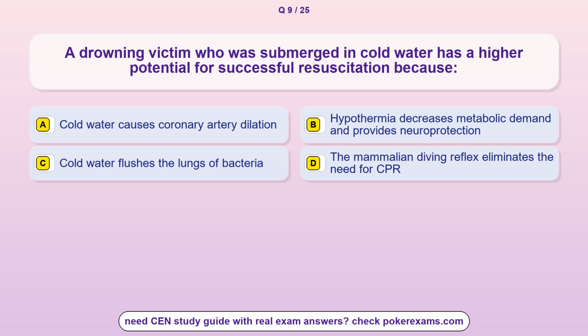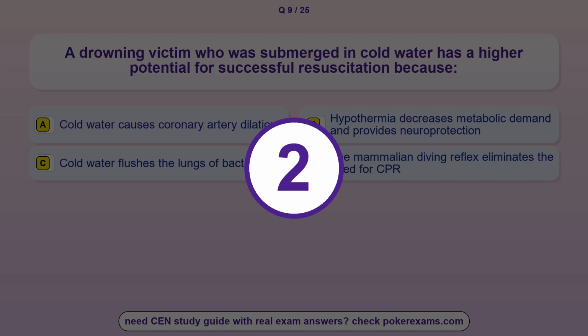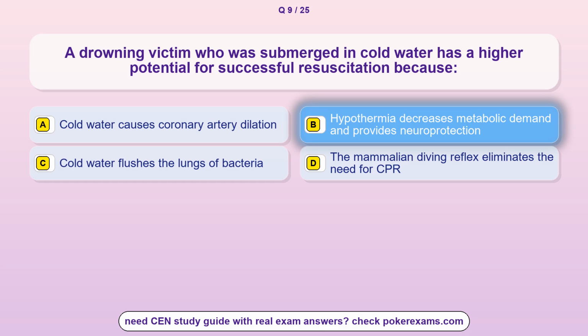Question 9. A drowning victim who was submerged in cold water has a higher potential for successful resuscitation because: Option A, cold water causes coronary artery dilation. Option B, hypothermia decreases metabolic demand and provides neuroprotection. Option C, cold water flushes the lungs of bacteria. Option D, the mammalian diving reflex eliminates the need for CPR. The correct answer is option B, hypothermia decreases metabolic demand and provides neuroprotection.